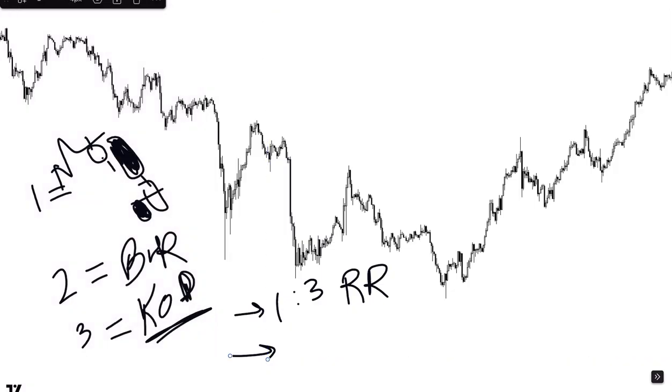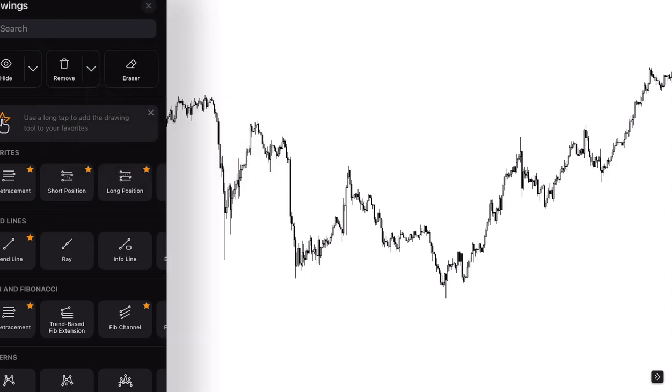And let's see an example of each one on the chart we have right now.